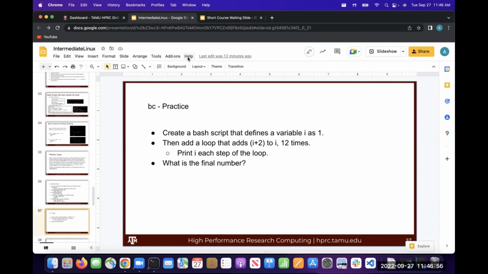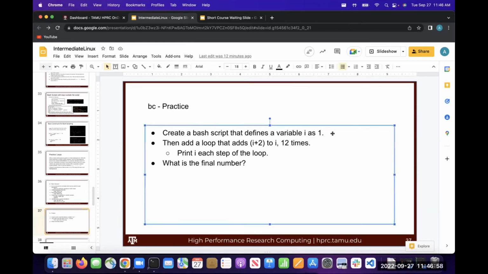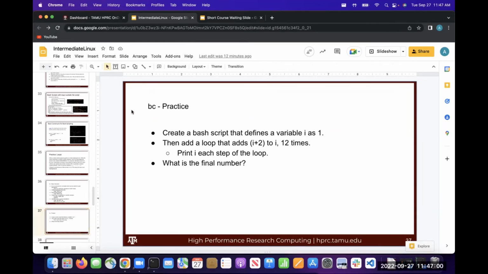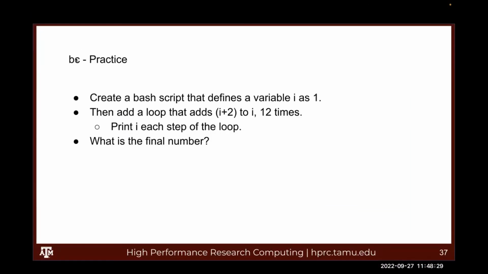So in this case, I'm using a while loop. I think as a hint, when I did this, I made another variable just as a counter to count when I reach 12 times. I just want to make it clear that in this script, you're adding I plus 2 to I. So you're not adding 2 to I, but I plus 2 to I. So it should be quite a large number after 12 iterations. I'll show you my solution.